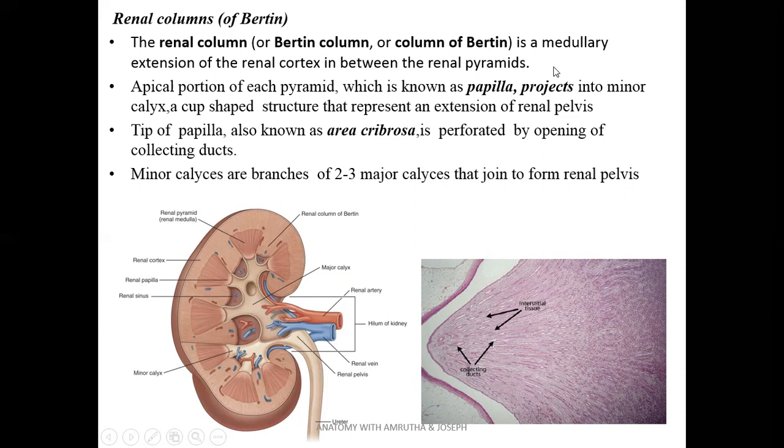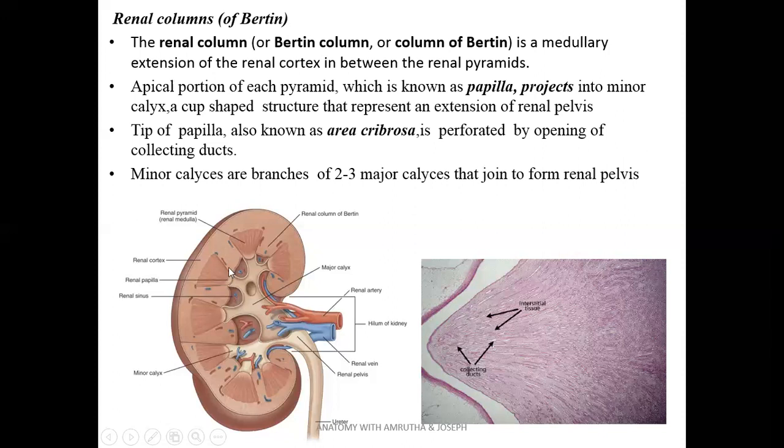Renal column of Bertini is medullary extension of the renal cortex between the renal pyramids. I said cortex is present here, which is present on the base of the pyramid. Not only that, it extends into the gap between the medulla, and they are called as renal column.